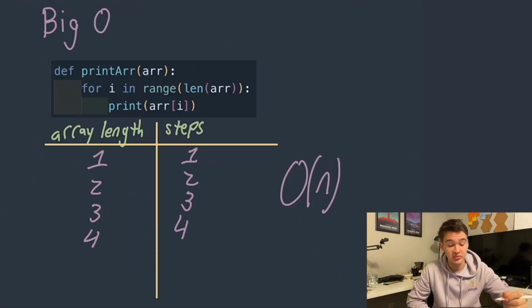So here, for example, in this first example, we have a function that just prints out every element in the array by looping through it. So here we can go ahead and correlate as our array length grows, how many steps is this going to have to take? If the array is length 1, it's just going to have to print out one element taking one step. 2, it would have to take 2 steps to print out both elements, and so on and so on. So this algorithm we can say has a runtime of O of n, because n, it being the length of the array, will determine how many steps we have to take.